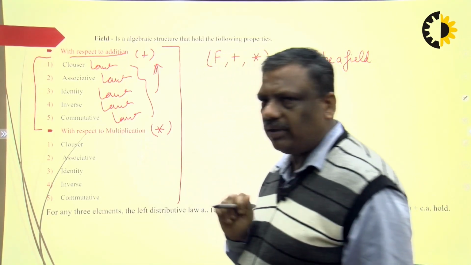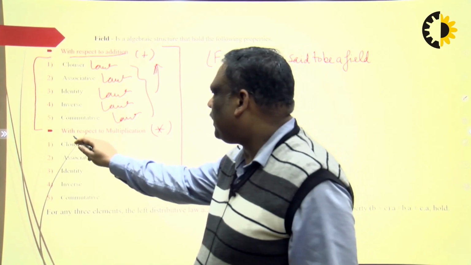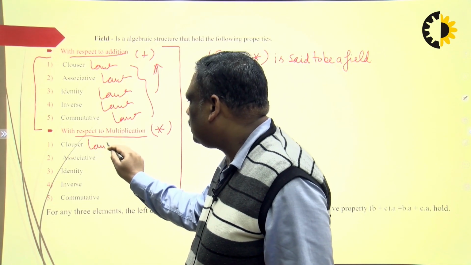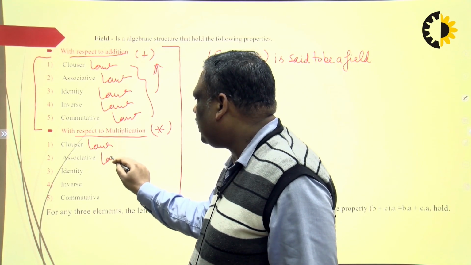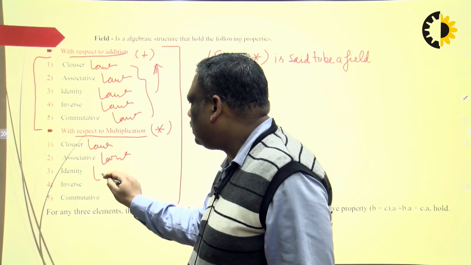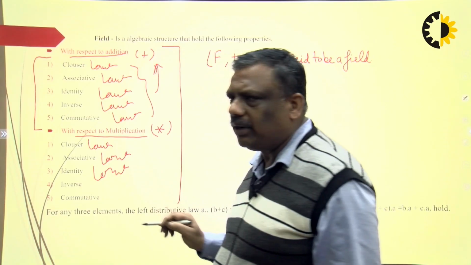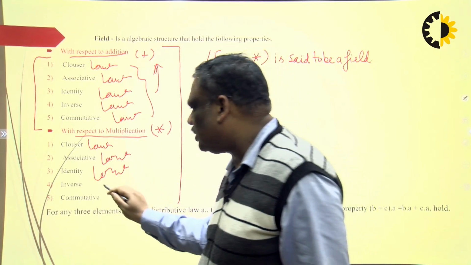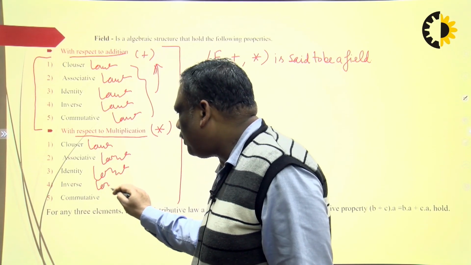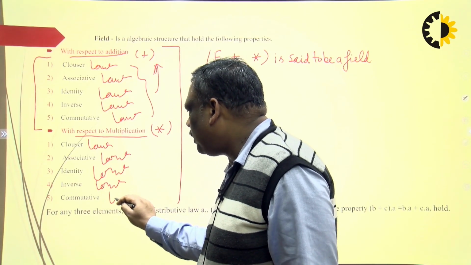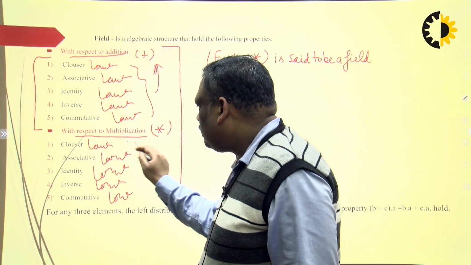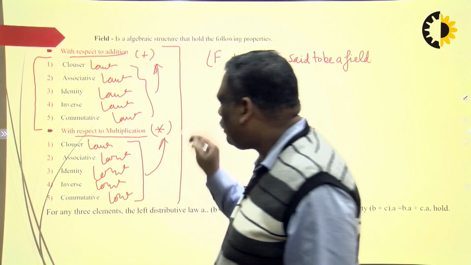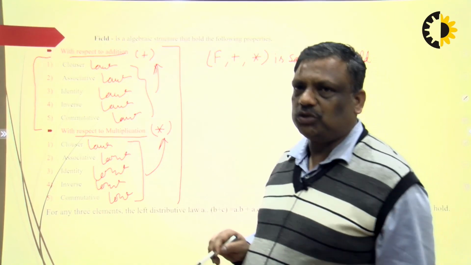In a similar way, with respect to multiplication, it holds the closure law, the associative law, and the identity element, that means existence of identity element with respect to multiplication. It holds the inverse property and commutative property also. So, we can say that it holds all these properties with respect to multiplication.